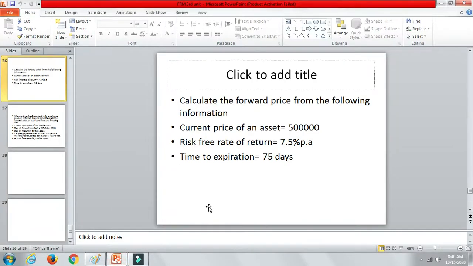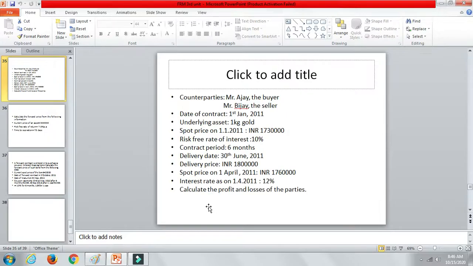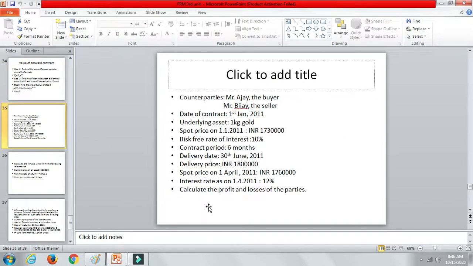This is what he asked just now. So this is another question. Counterparties are there. Mr. Ajay is the buyer. Mr. Vijay is the seller. As I said, in a forward contract only two parties will be there, the buyer and the seller. So over here the counterparties, the buyer and the seller, are Ajay and Vijay.